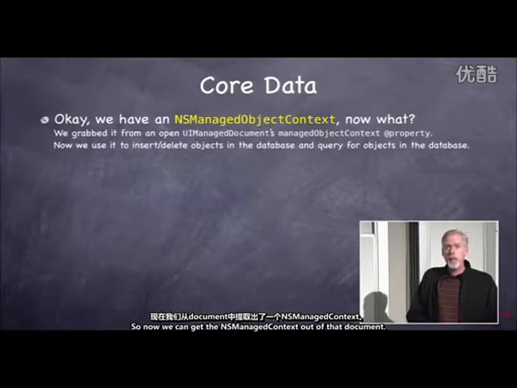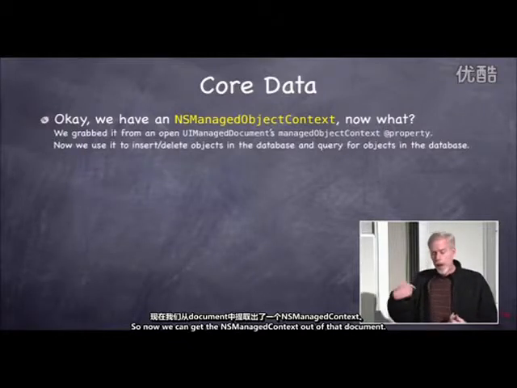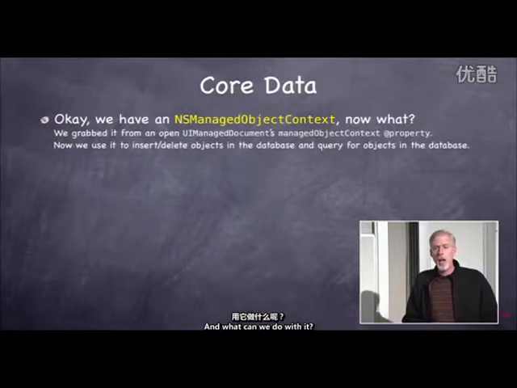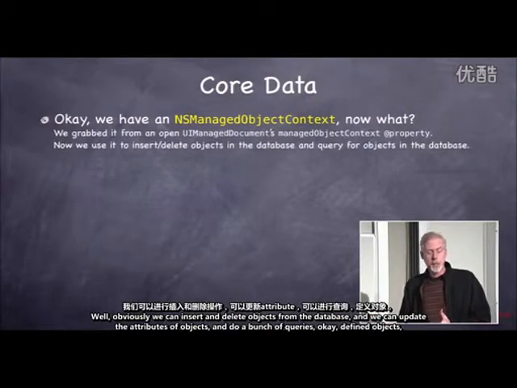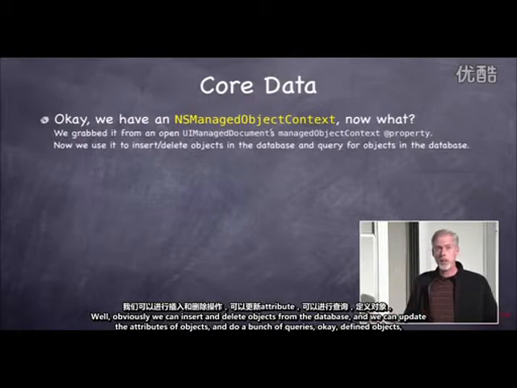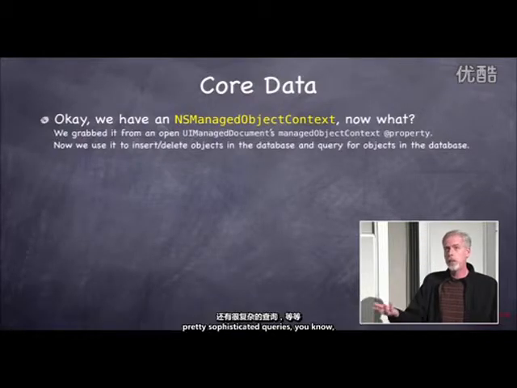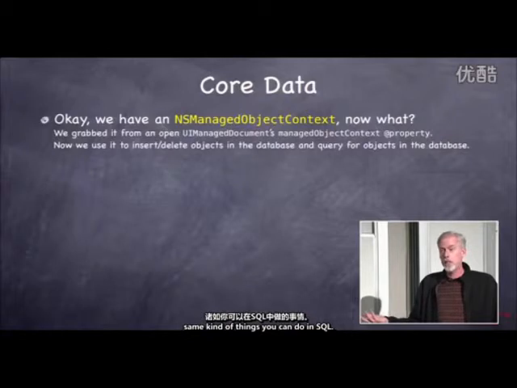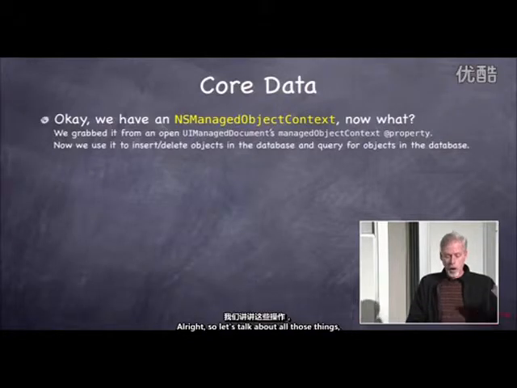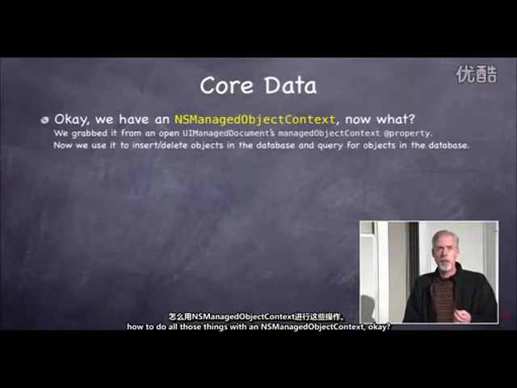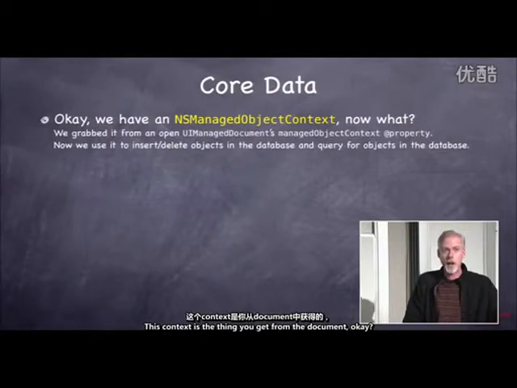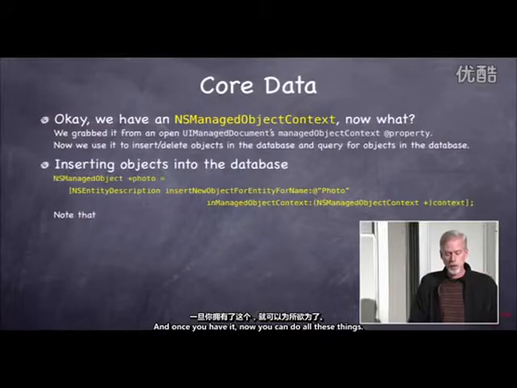So now we can get the NSManagedObjectContext out of that document. And what can we do with it? Well, obviously we can insert and delete objects from the database, and we can update the attributes of objects and do a bunch of queries, okay, to find objects. Pretty sophisticated queries, same kind of things you can do in SQL. All right, so let's talk about all those things, how to do all those things with an NSManagedObjectContext. Okay, this context is the thing you get from the document, okay, and once you have it, now you can do all these things.